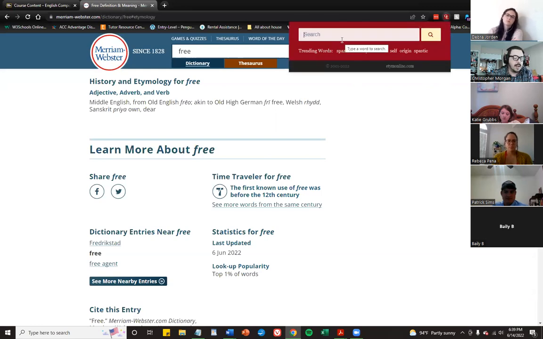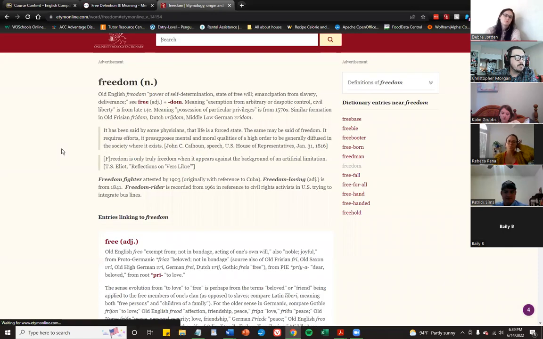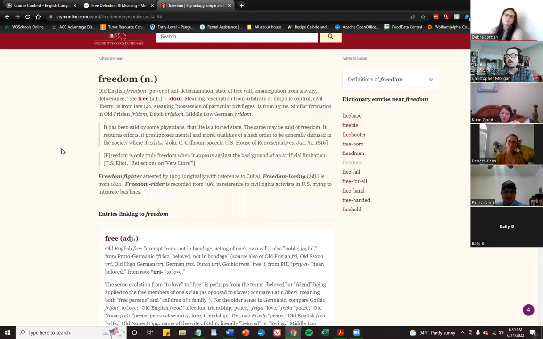But if you go to an actual etymology dictionary, it's going to give you a much more comprehensive idea of what this word means and where it came from and how it relates to other linguistic parts. It's from the Old English freodom, which means power of self-determination, state of free will, emancipation from slavery, and deliverance, which is interesting. So it's maybe a sort of religious connotation. Right, but Rebecca, you're exactly right. It tells you the roots of the word and how that word relates to other related concepts, right?